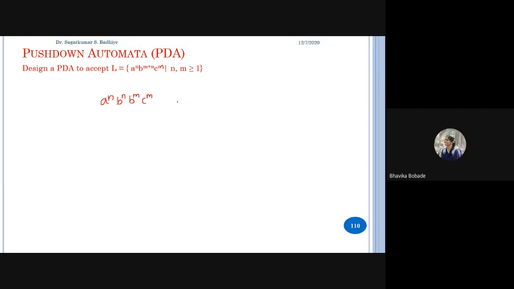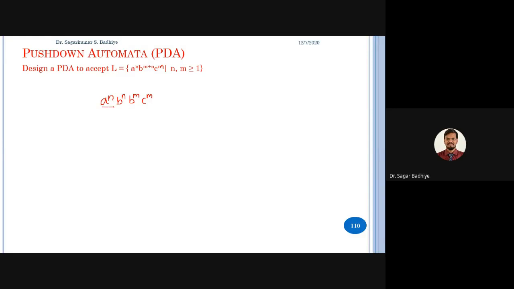Sir, we will push A. Then while reading B, we will pop out A. Then when we read C, we will pop out B. Something like that, but you are not able to explain it properly.